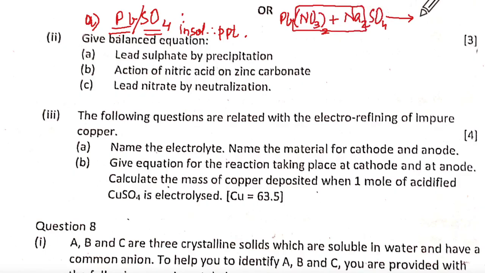What am I getting? PbSO4 plus 2NaNO3. And this will be a down arrow, correct? Yes, ma'am. Could we also take dilute sulfuric acid? I just now said don't take it.